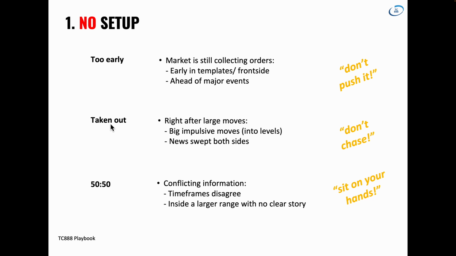Then, very important, if the liquidity in the chart is taken out, there is nothing more to do. So right after large moves, a big impulsive move into a level, then it's 50-50. You don't know, it might do a dead cat bounce, it might continue. If it still has fuel for the move, then you might take a continuation. But mostly people are chasing these moves, and this is very dangerous. Also, for example, if you have news that swept both sides, then there is nothing to do. Then you have to wait for the market to set up again. Taking the high, taking the low, coming back in, then you just do nothing.